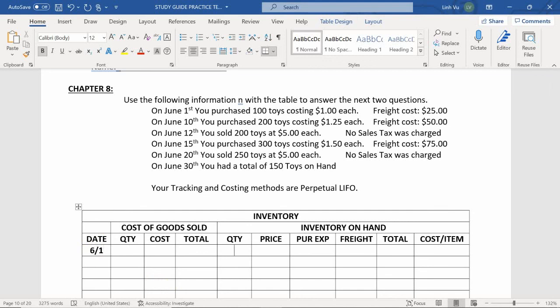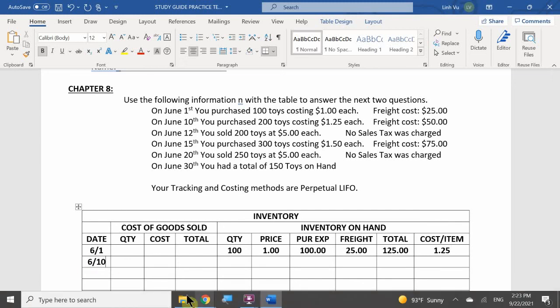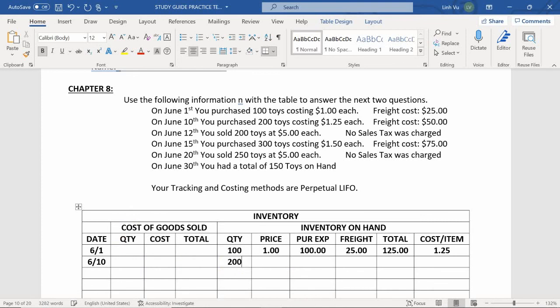So 100, plus 25, is 125. What's my cost per item? $125, so $1.25. Then on June 10, you purchase another 200 items at $1.25 with freight costing you $50. $250 plus $50, $300. Bringing your cost per item to be 300 divided by 200.